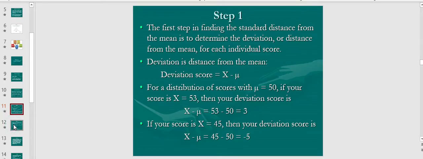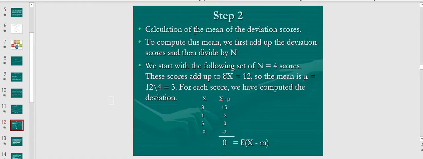The second step is the calculation of the mean of the deviation scores. To compute this mean, we first add up the deviation scores and then divide by n. We start with the following set of n equal to 4 scores. These scores add up to summation x, which is equal to 12. So the mean will be equal to 12 divided by 4, which is equal to 3.